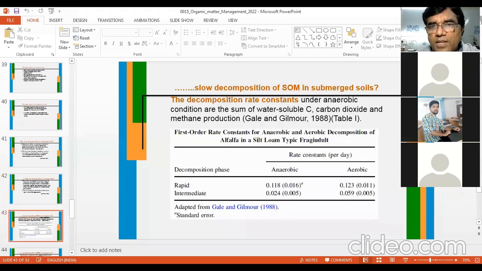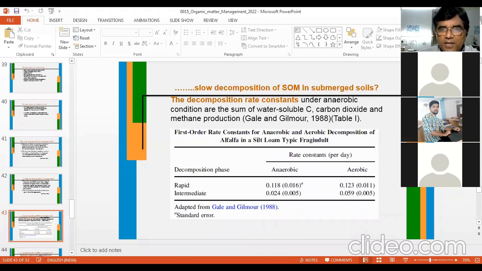Now, slow decomposition. The decomposition rate constants under anaerobic condition are the sum of water-soluble carbon, carbon dioxide, and methane production. Under anaerobic conditions, the decomposition rate constants are much lower than under aerobic conditions. You need not go into the details of this, but try to understand that the rate of decomposition is much slower under anaerobic than aerobic condition, and it can be quantified by rate constants per day. There can be stages of decomposition: in the beginning it can be rapid, then intermediate speed, and then slow. At rapid speed under anaerobic condition the rate constant is just 0.118, but in aerobic it is 1.23.